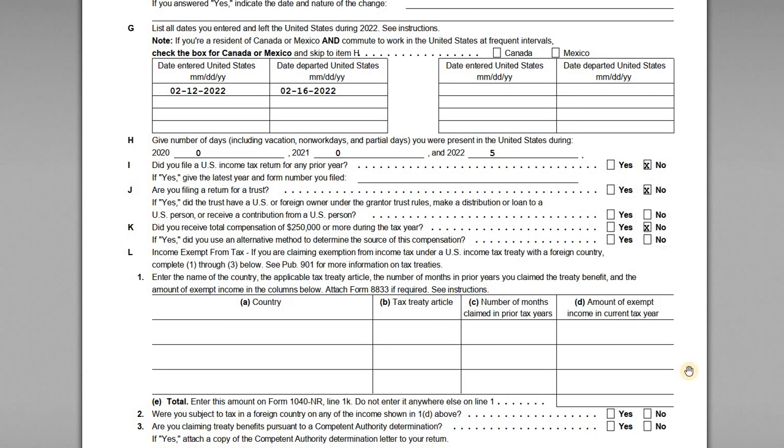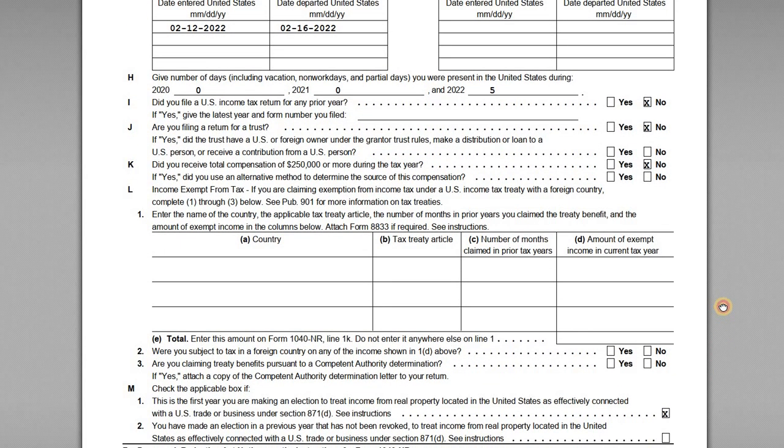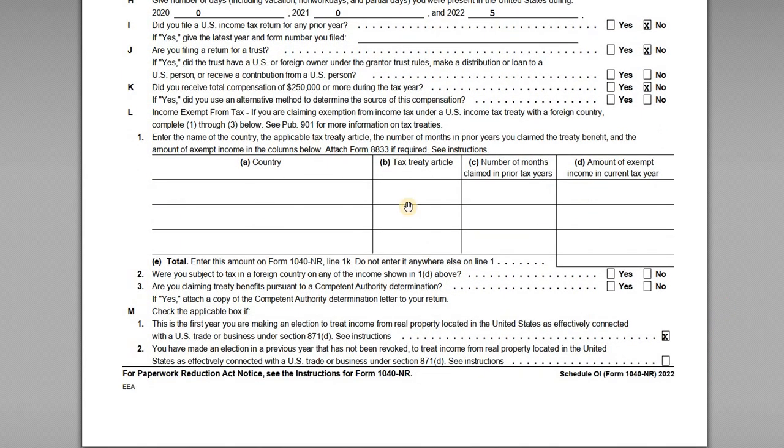Now, he hasn't filed any tax returns in the prior years, right? So he's indicated no there, not filing a return for a trust, and we're not claiming any kind of exemptions of income under a relevant U.S. tax treaty.